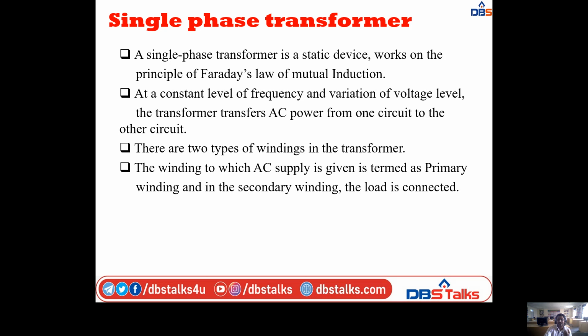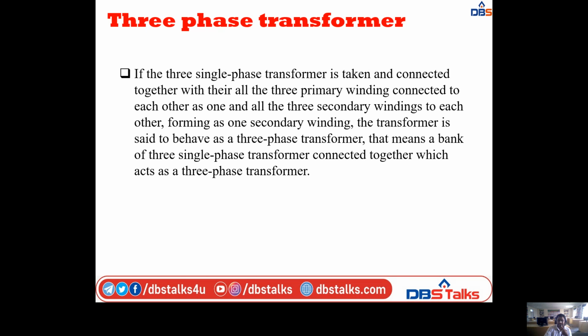There are two types of windings in the transformer, this also you know. The winding to which AC supply is given is termed the primary winding, and in the secondary winding the load is connected. The primary winding consists of the supply and the secondary winding consists of the load. Next, coming to the three-phase transformer.